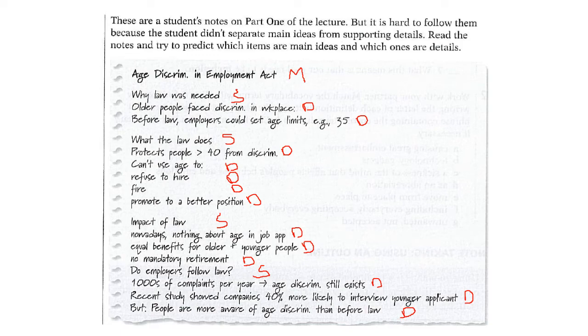At the start of the lecture, the professor says that he's going to speak about two different laws, the Age Discrimination in Employment Act and the Disabilities Act. So I said the Age Discrimination in Employment Act is the main point. He then says we need to think about three different parts: why the law was needed, what the law does, and the impact of the law. So this would be the first point that he wants to talk about, this would be the second point he wants to talk about, and this would be the third point that he wants to talk about.